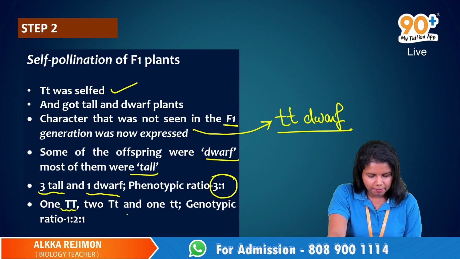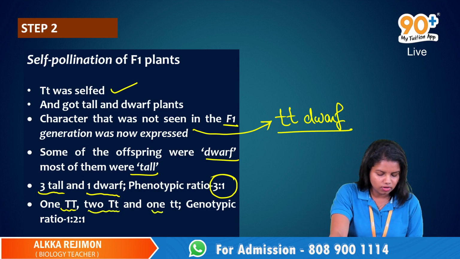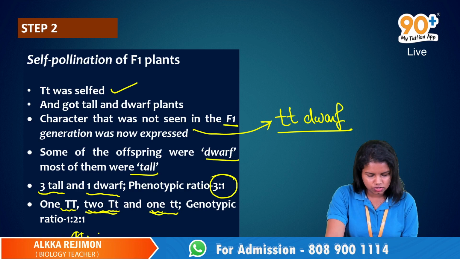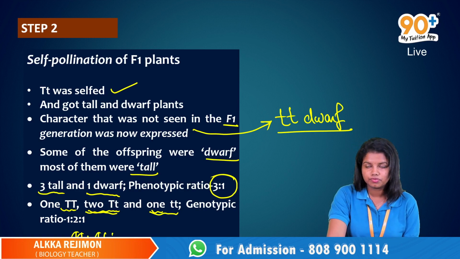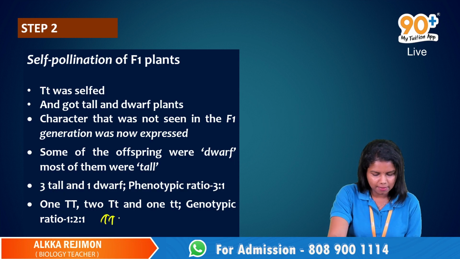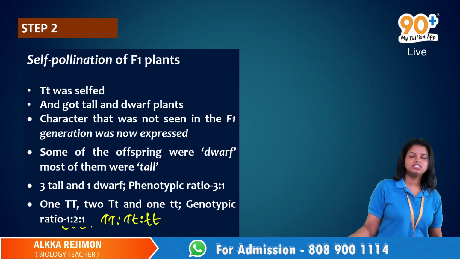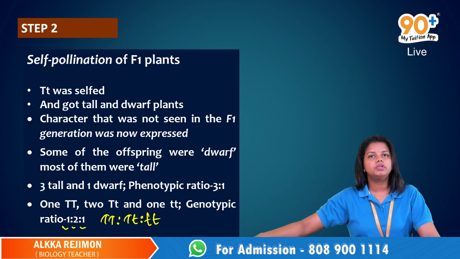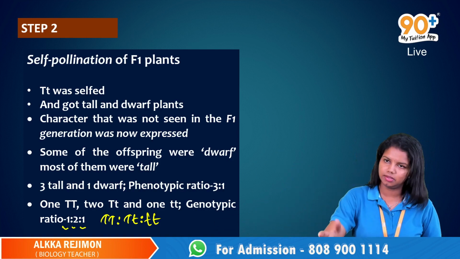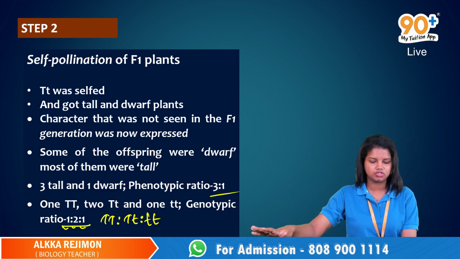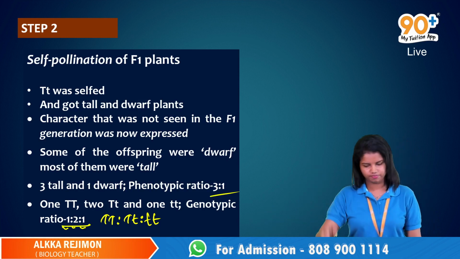1 capital T capital T, 2 capital T small t, and 1 small t small t were produced. So the ratio of capital T capital T to capital T small t to small t small t is going to be 1:2:1. So these are the results of monohybrid cross, and these results are important for our study purpose. So the phenotypic ratio of a monohybrid cross is 3:1, while the genotypic ratio is going to be 1:2:1. That's it.